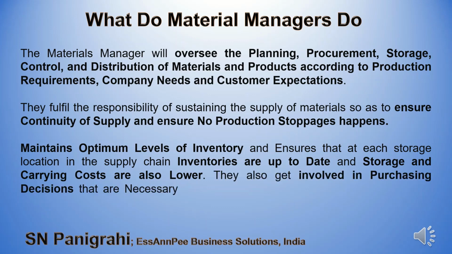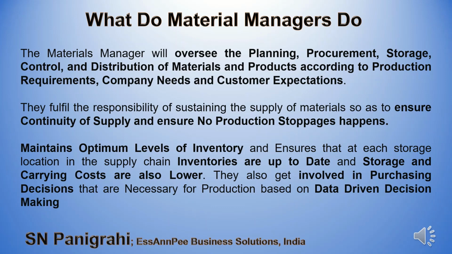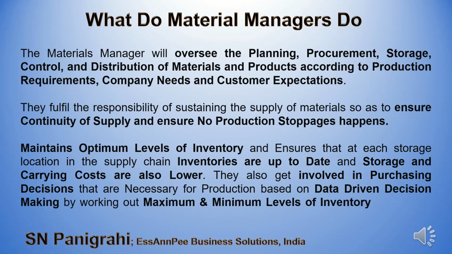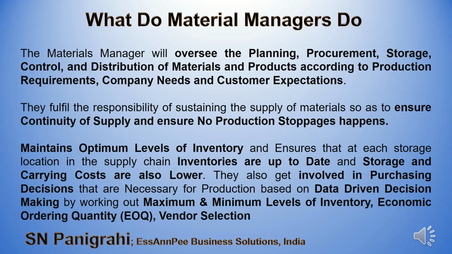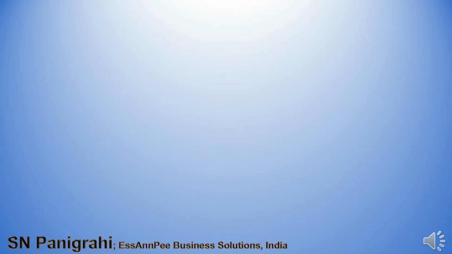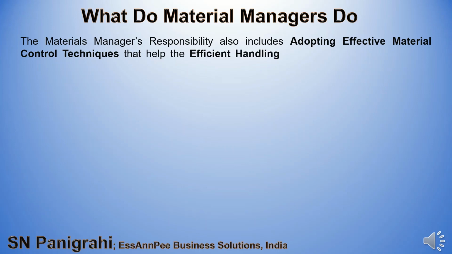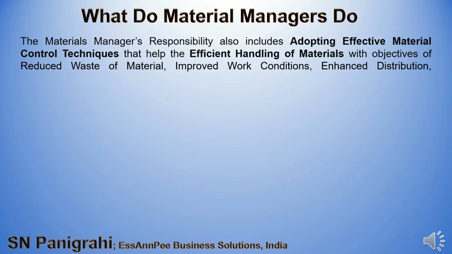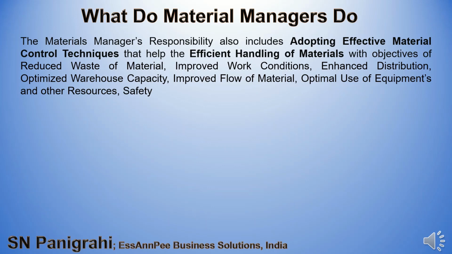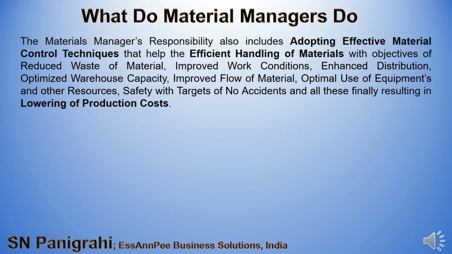They also get involved in purchasing decisions that are necessary for production based on data-driven decision-making, by working out maximum and minimum levels of inventory, economic ordering quantity (EOQ), and vendor selection criteria. The materials manager's responsibility also includes adopting effective material control techniques that help the efficient handling of materials, with objectives of reduced waste of material, improved work conditions, enhanced distribution, optimized warehouse capacity, improved flow of material, optimal use of equipment and other resources, safety with targets of no accidents, and all these finally resulting in lowering of production costs.